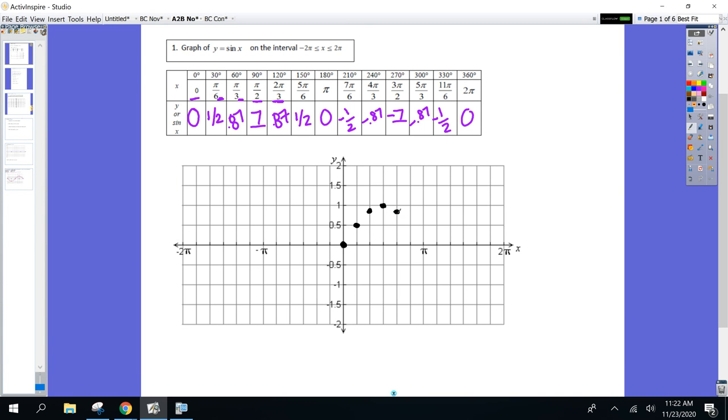0.87, 0.5, and then at pi, we're back at 0. Okay, let's go down now. Go into the negatives. Let's go into the negatives now. Next one, negative 1/2.